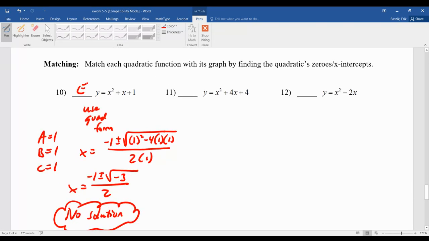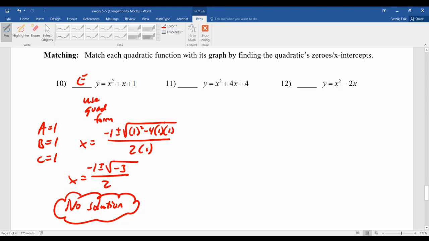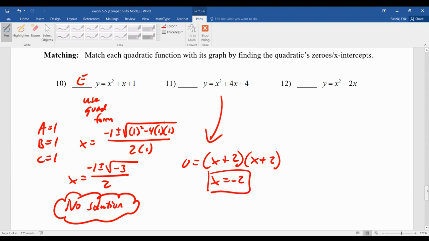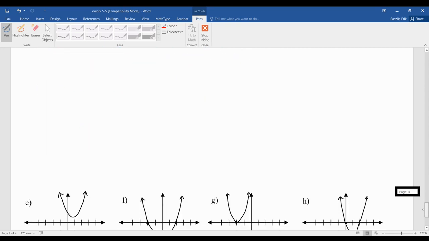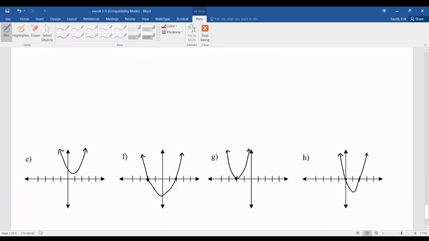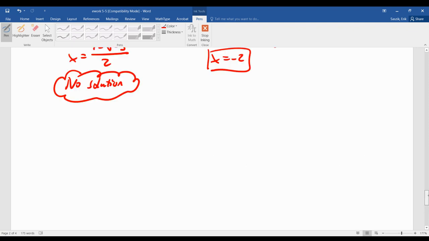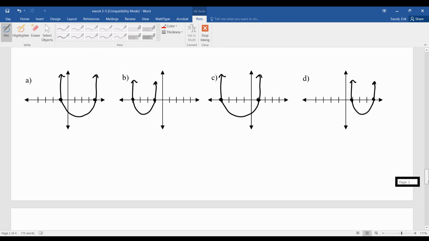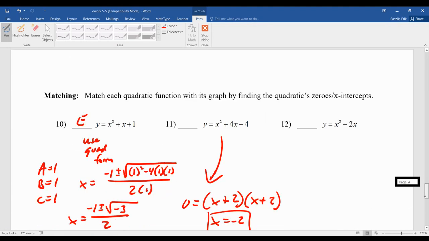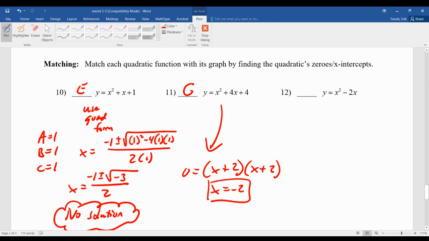So yeah, you might have to do some work to do some of this matching stuff. Number 11, I'm going to try to factor that one. I have a little bit more room down here. See if we can. I think we can. If I use 2 and 2, yep, that works, doesn't it? So I only get one answer. So which one of these only has one answer? And you see here, boom, that goes to the -2. And that was G.